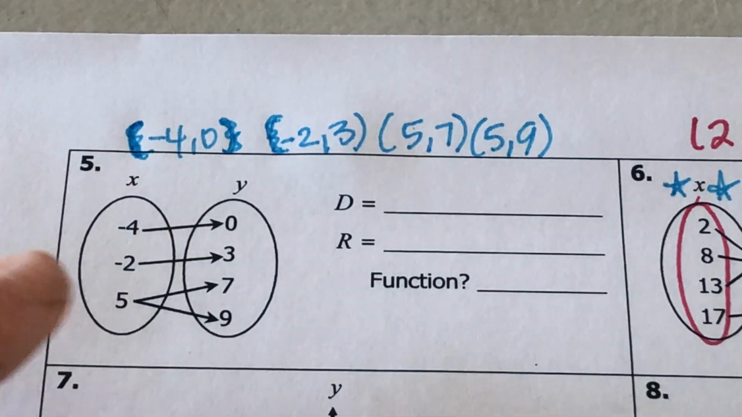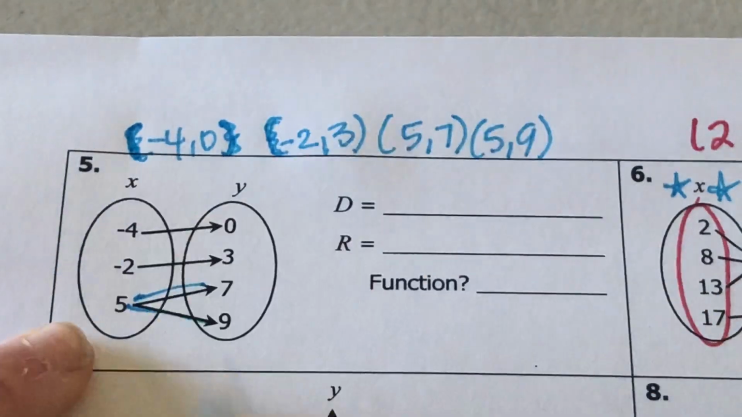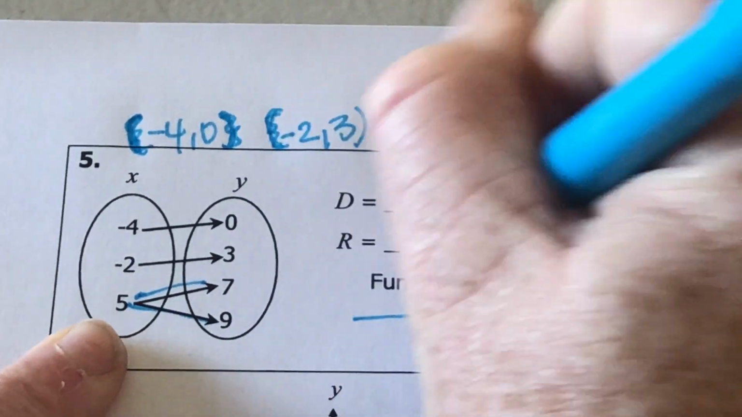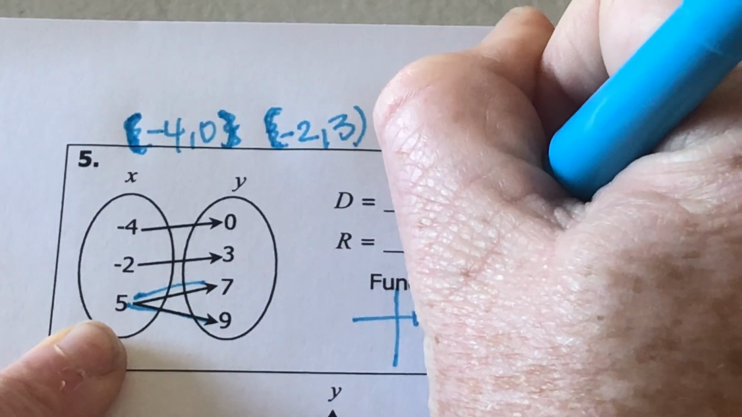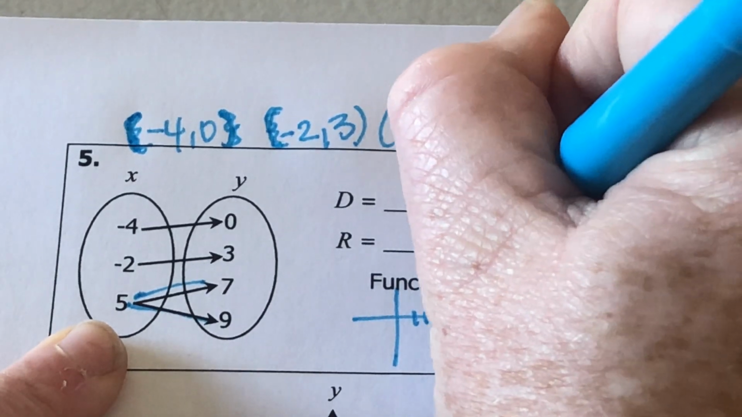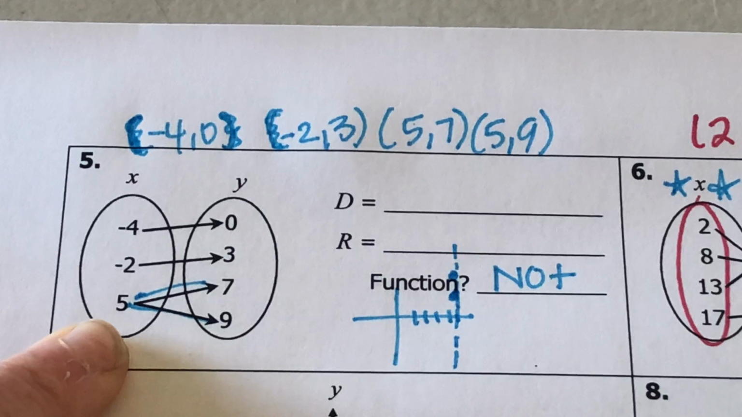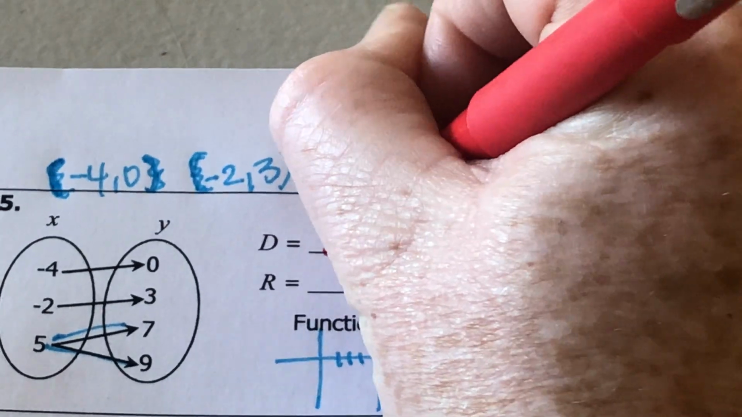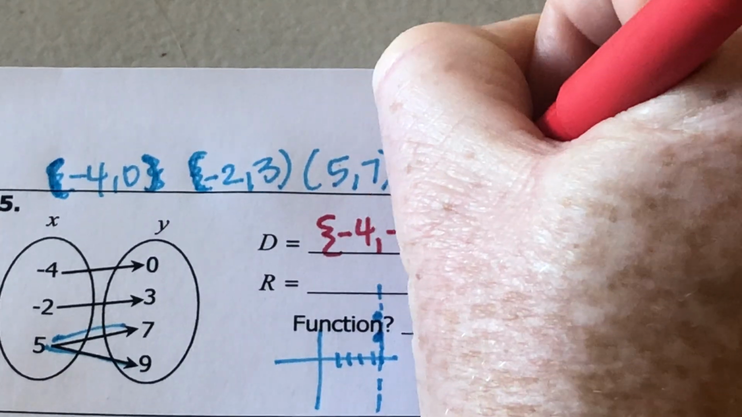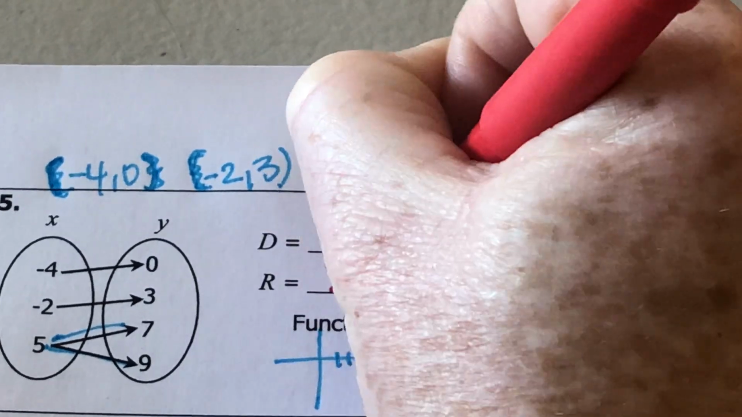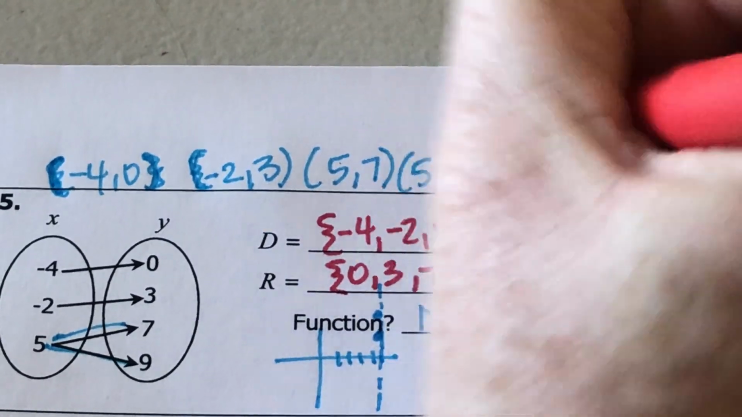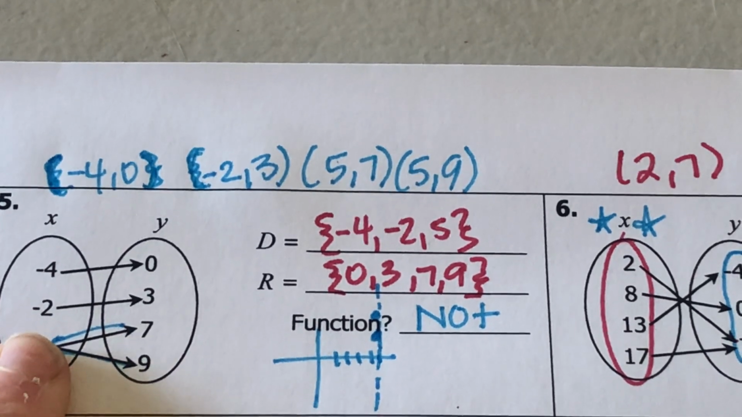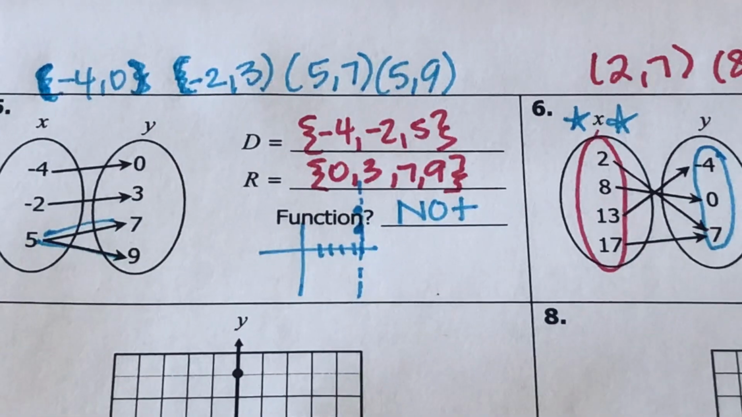Okay, so this is actually mapping 2 arrows from 1 x coordinate. That makes it not a function. Because if we graph this on 5, we'd have a point at 7 and a point at 9, and it would fail the vertical line test. Okay? So, domain and range is super simple for a mapping because it's already listed. And again, this is not a function because there's 2 y values for one x. It would fail the vertical line test.